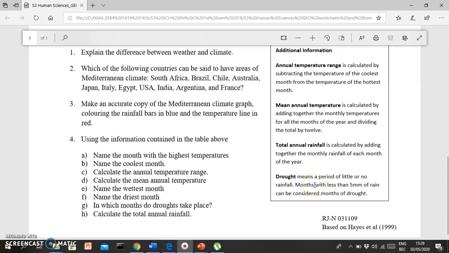Drought. This is an important topic when we're talking about the Mediterranean because there are months when you don't get any rainfall at all. You can have this in places like Greece and Italy. So barely any rain, which means that you would have drought. When you have a month that sees less than 5 millimeters of rain, that could be considered a month of drought. Drought means a period of little or no rainfall, which is bad for farmers.